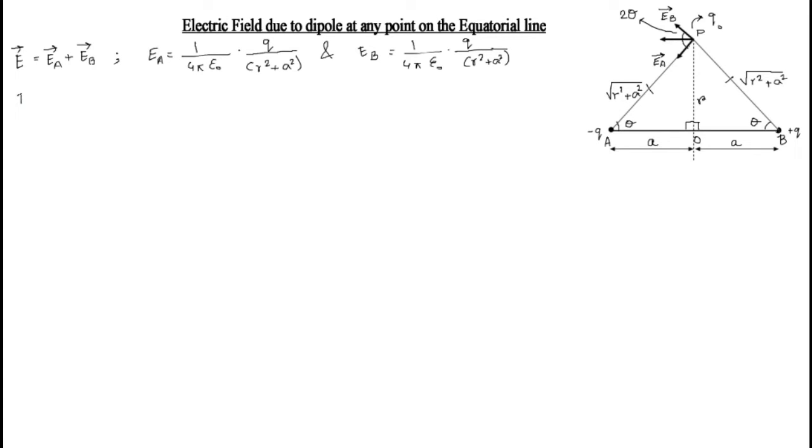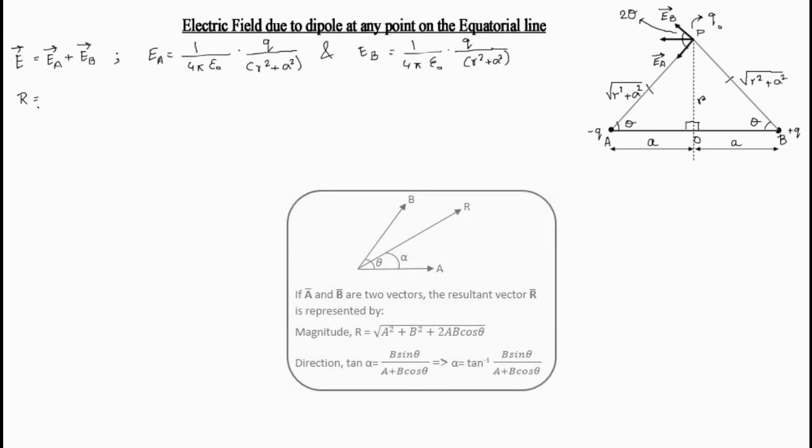Now before that, we know that the resultant electric field can be determined using a formula which is like that. If A and B are two vectors, the resultant vector can be found out using this formula: A square plus B square plus 2AB cos theta, where theta is the angle of separation between these two vectors A and B, right.